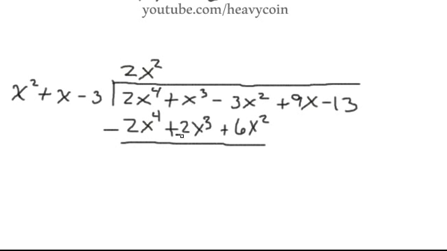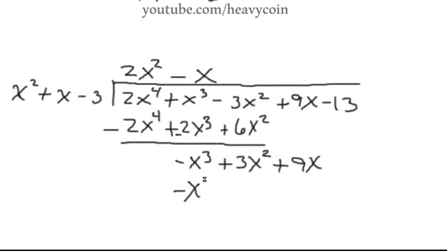So we got x cubed minus 2x cubed. So what is that going to give us? Negative x cubed, and that's going to be a plus 3x squared, and we'll go ahead and bring down this 9x here. Okay, so then we start over again. X squared goes into negative x cubed. That's going to be a minus x, and then we go through the same process again.